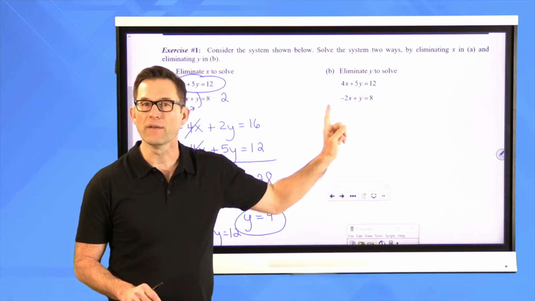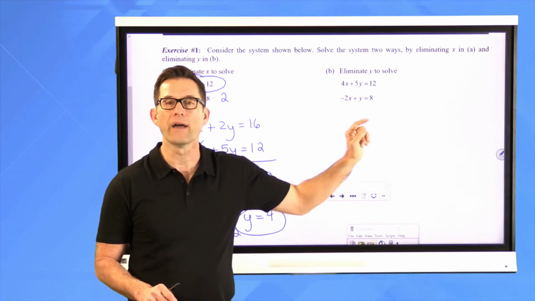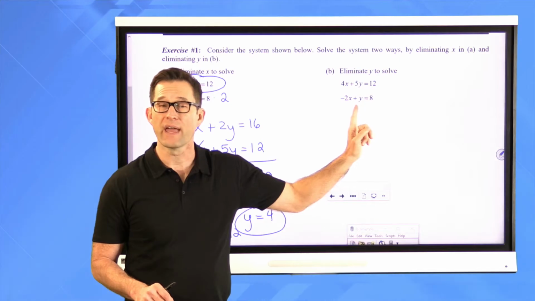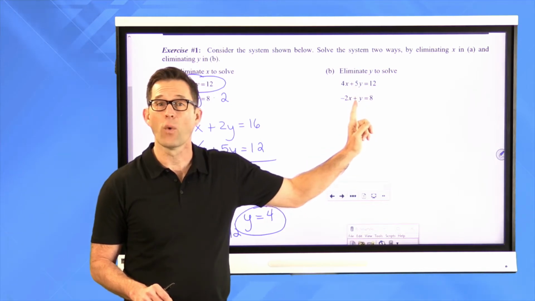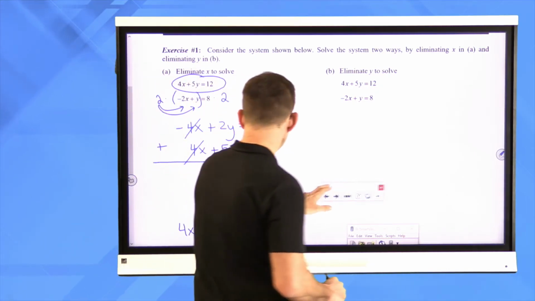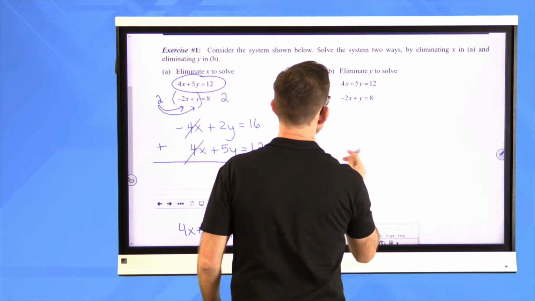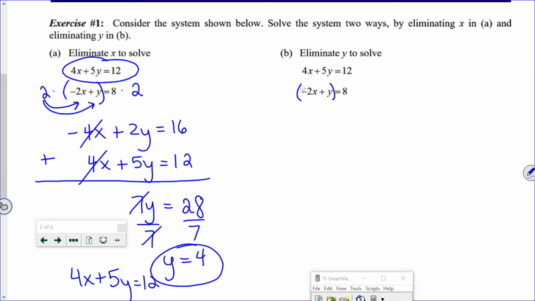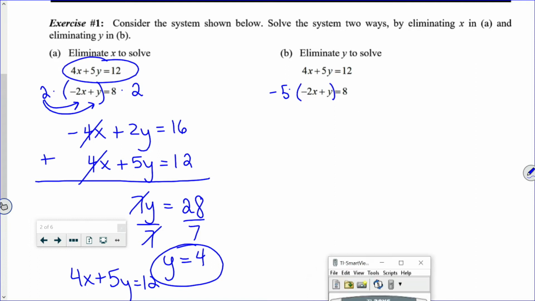If I multiplied this entire equation by negative 5, then this y would have a coefficient of negative 5, and I'd have negative 5y and positive 5y, which would cancel each other out. So let me do that. Let's take this second equation and multiply it by negative 5. When we distribute, negative 5 times negative 2x is positive 10x. Then I've got plus negative 5y, and 8 times negative 5 is negative 40.